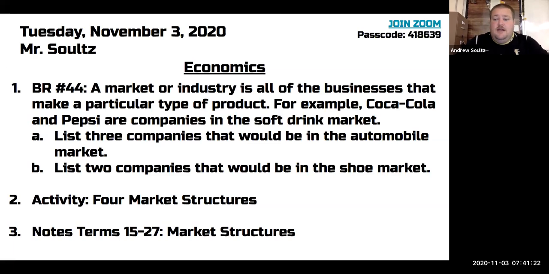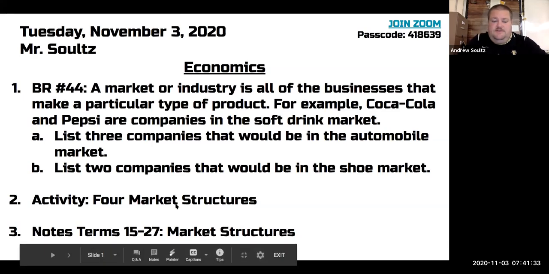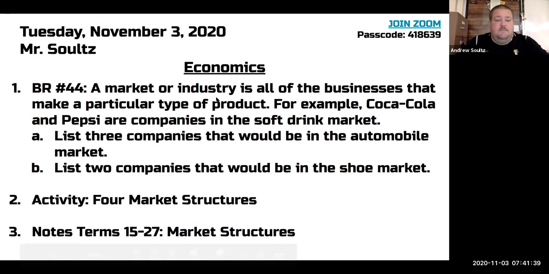Going over economics class for today, and we'll start out with a bell ringer. Your bell ringer describes a market or industry, because the notes and the activity for today will be market structures. A market or industry is all the businesses that make a particular type of product. For example, Coca-Cola and Pepsi are companies in the soft drink market.